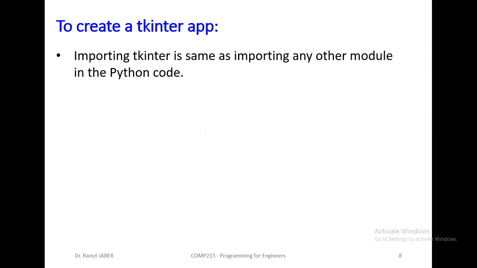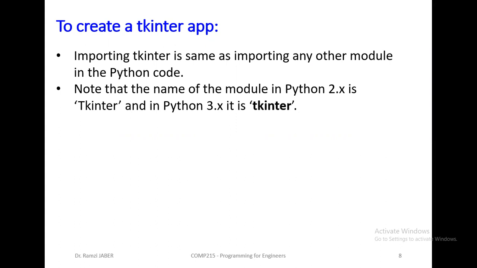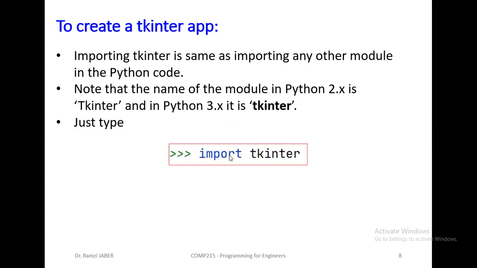Importing tkinter is the same as importing any other module in Python code. Just call it. But in the old version, Python 2.x, they used Tkinter with capital T. Now, in the new versions, Python 3.x, they replaced it with a small t. It's very important. Our version in PyCharm is 3, so we need to use small t tkinter, not capital T. Just type import tkinter. So the first step is to import the library tkinter, with small t. It's very easy.